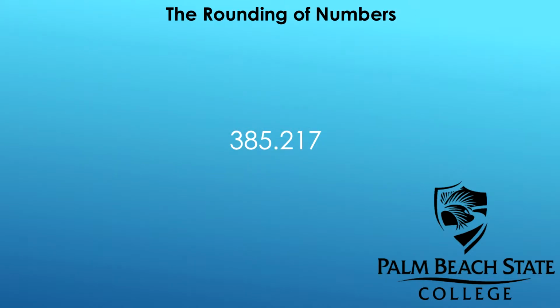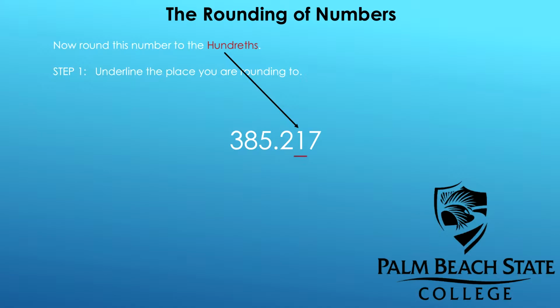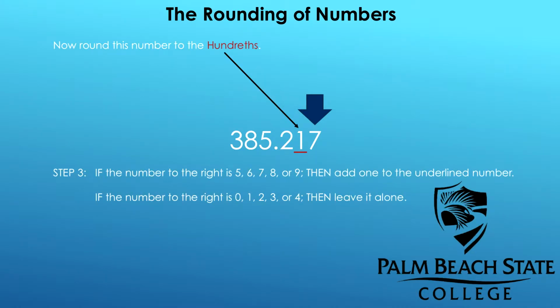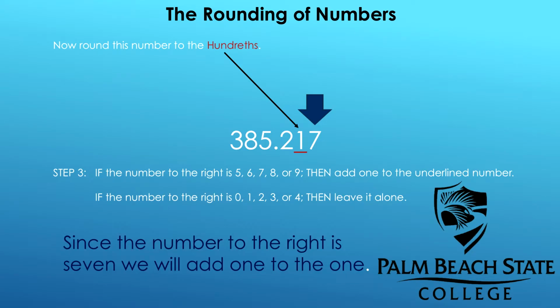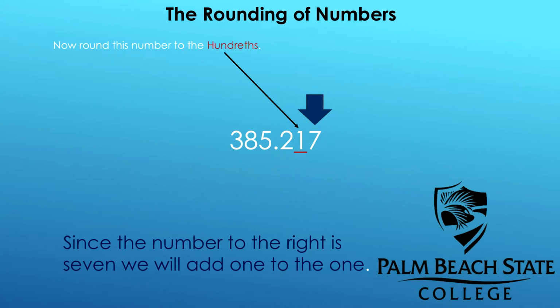Let's look at the number again, but this time, let's round it to the hundredths place. So underline the number we're rounding to. It's going to be the number 1 in the hundredths place. We're going to look at the number to the right of it. In this case, it's the number 7. So remember, it's decision time. The number to the right is 5, 6, 7, 8, or 9, so we're going to add 1 to the underlined number. In this case, the number to the right is a 7, so we're going to go ahead and add 1 to that 1, giving us a 2.